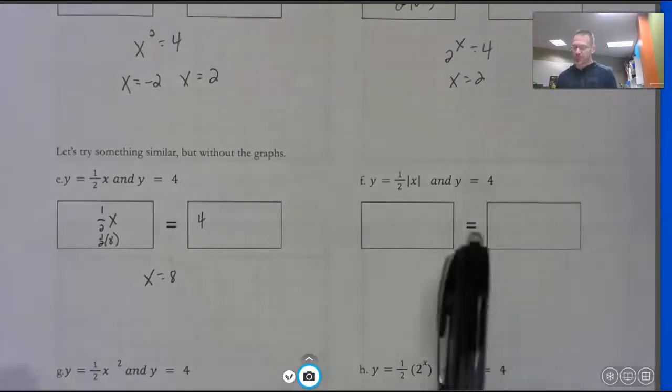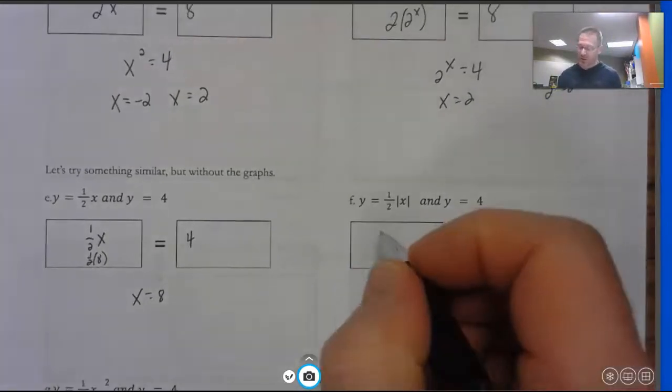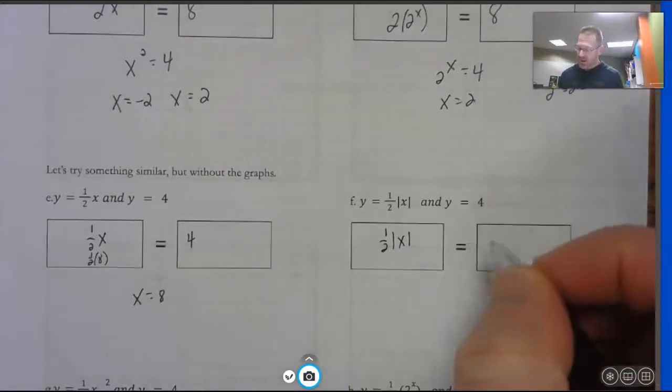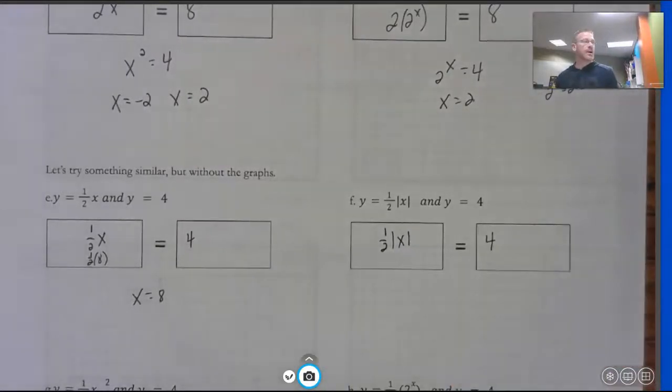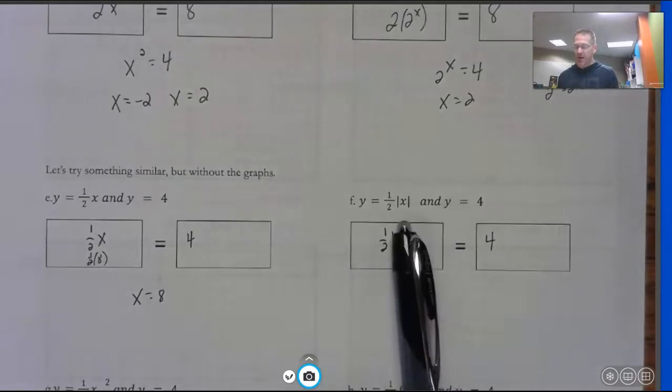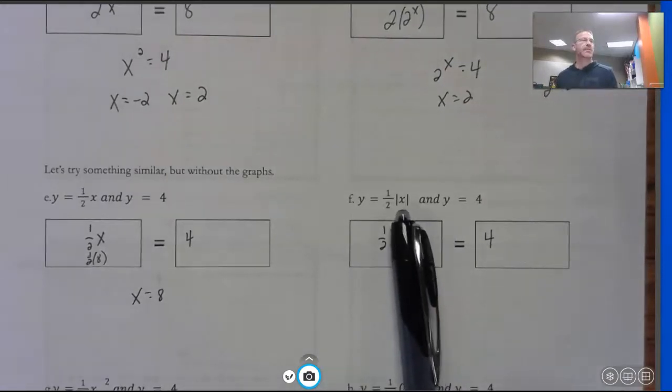Now, same thing here. We're going to set them equal to each other. 1/2 of the absolute value of x is equal to 4. So half of something is 4. And notice it's the same problem.